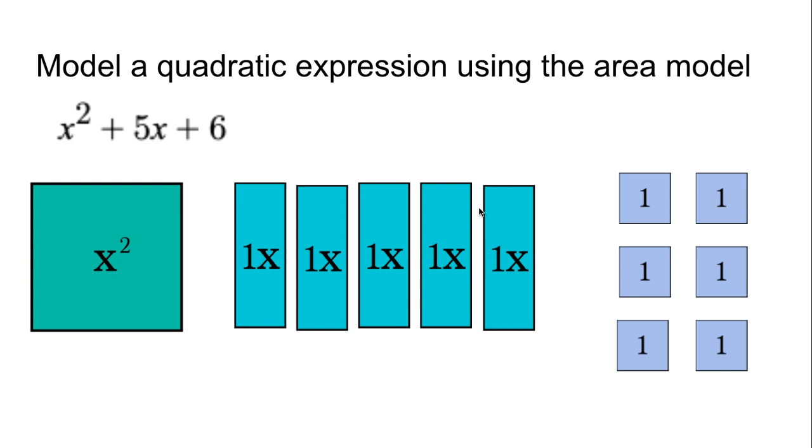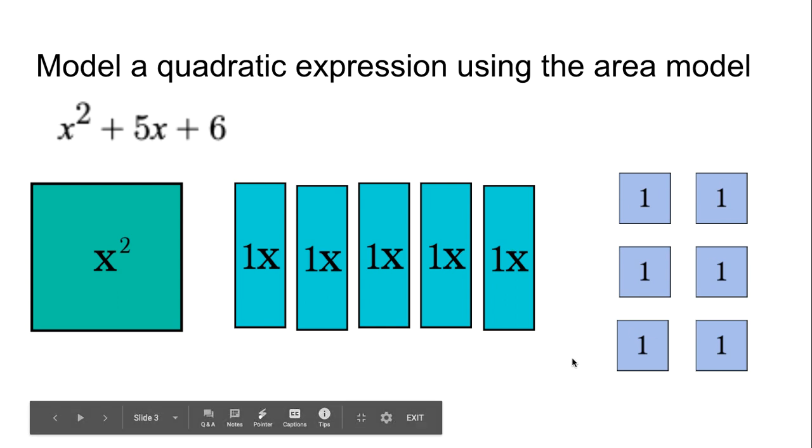So we can actually construct any quadratic expression with a collection of these tiles. That is, any quadratic that has integer coefficients and positive terms, which is all we're going to be working on right now for the moment. And so this quadratic, x squared plus 5x plus 6, is represented by one of these x squared tiles and these 5 single x tiles, and then these 6 units.